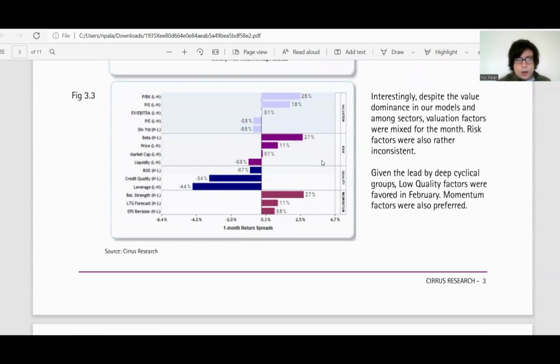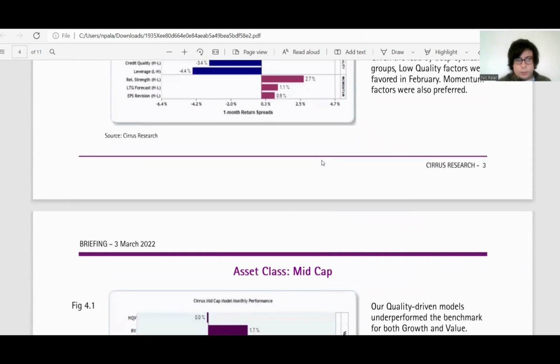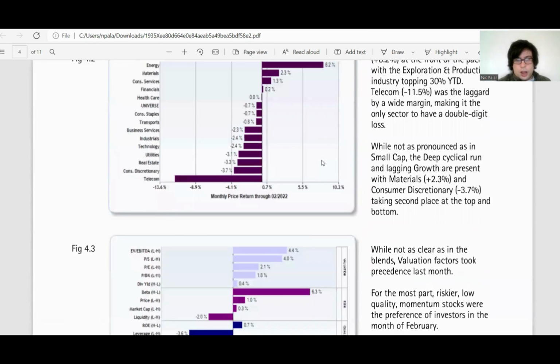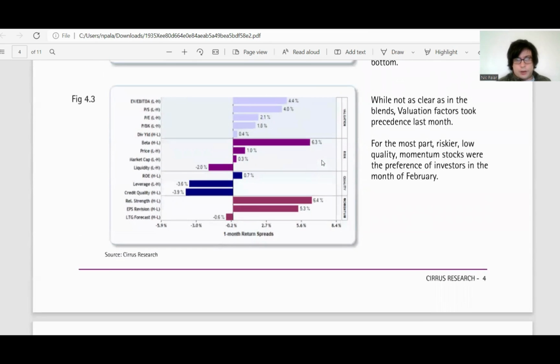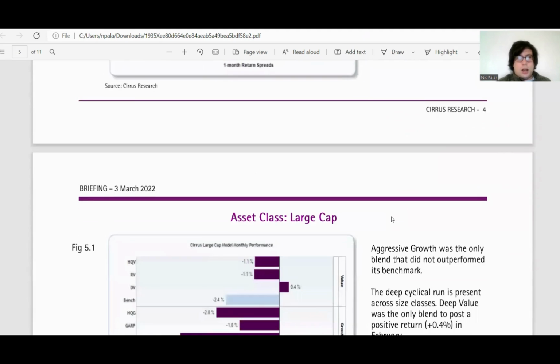Okay, so again, we have these three charts for mid, small, and large. And they're updated each month with some commentary in the margins over here.